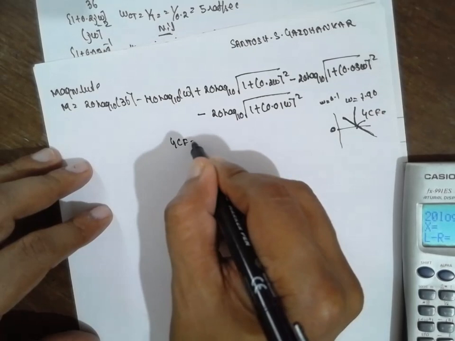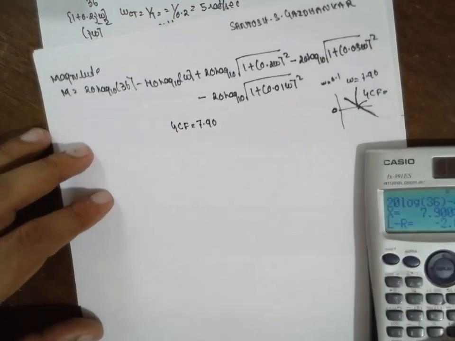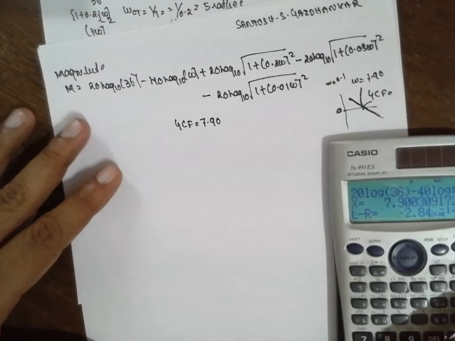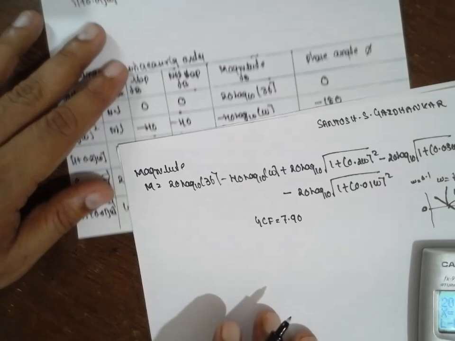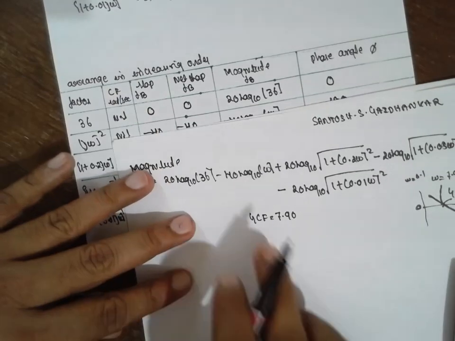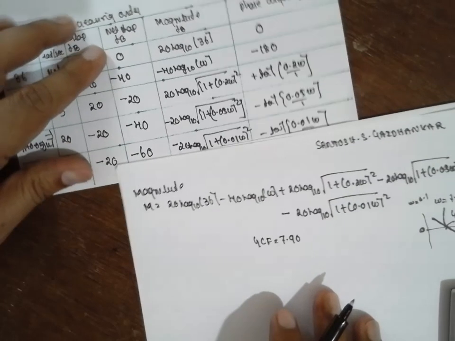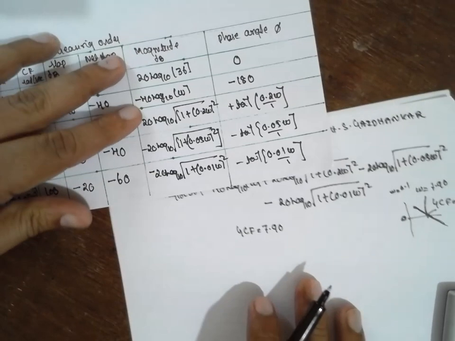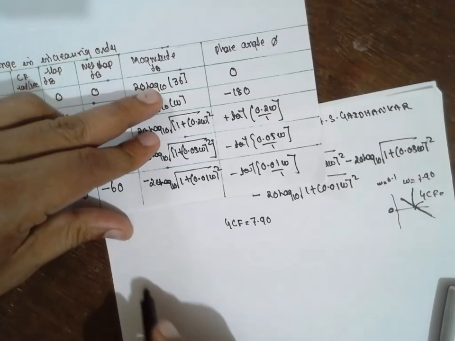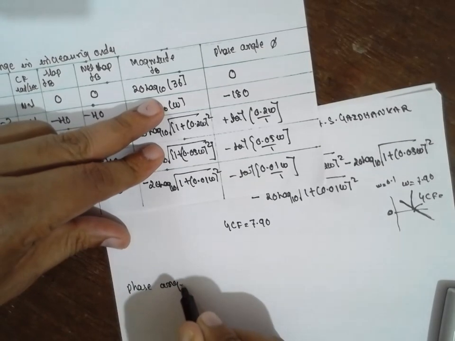That means the GCF is 7.90. You got this value now. Okay, now keep this one. Then we are going for the phase angle. Now that we have the GCF, we go for the phase angle. This is the phase angle. I am multiplying this phase angle now.